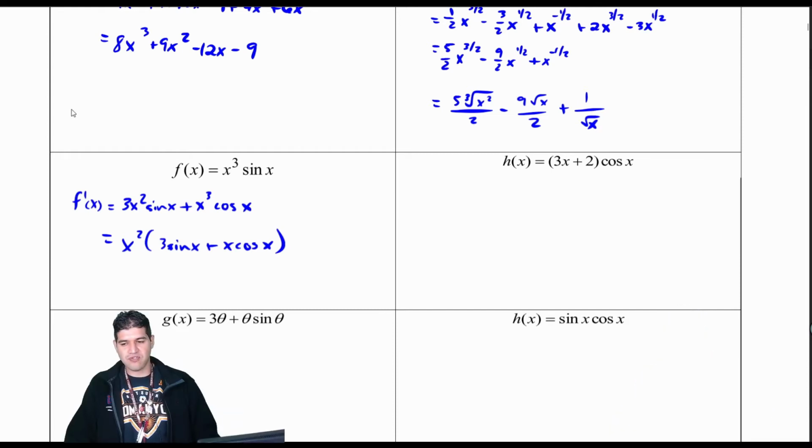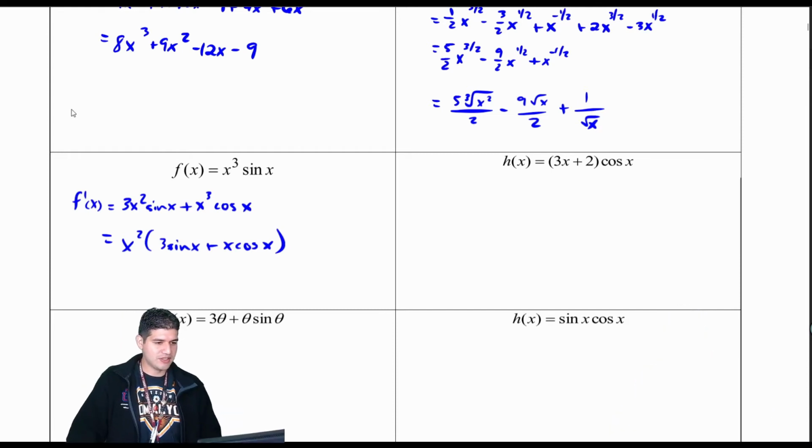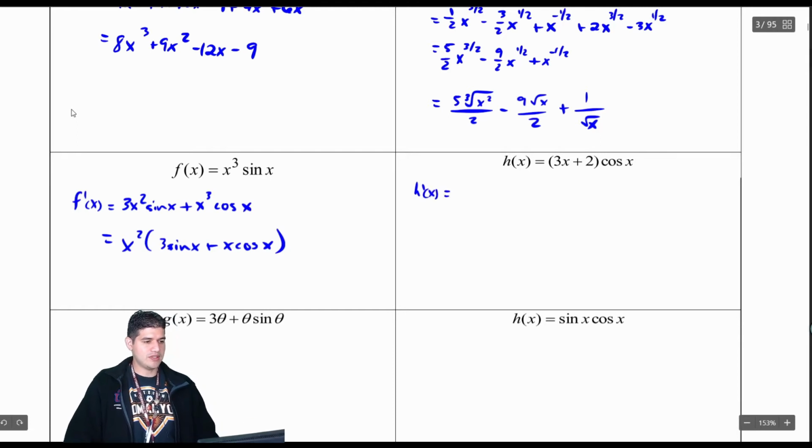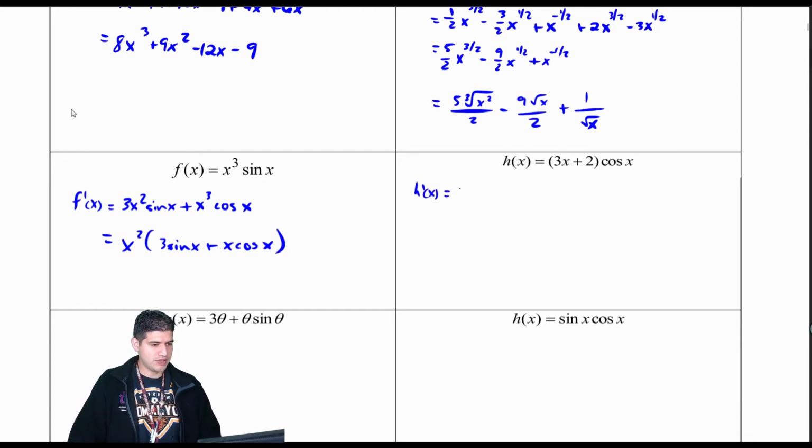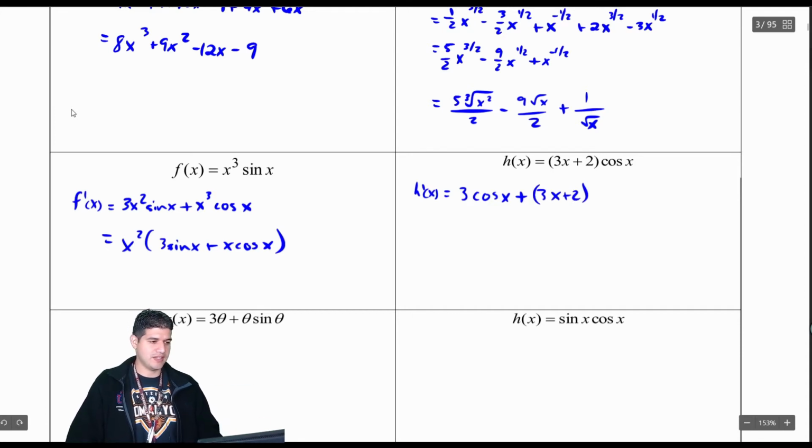Over here to our fourth example, if I want to find this derivative, h prime of x, well then that's going to be the derivative of the first, which is 3 times cosine x, plus the first, so 3x plus 2 in parentheses, times the derivative of the second, so that's going to be times negative sine x. So we need to simplify this real quick.